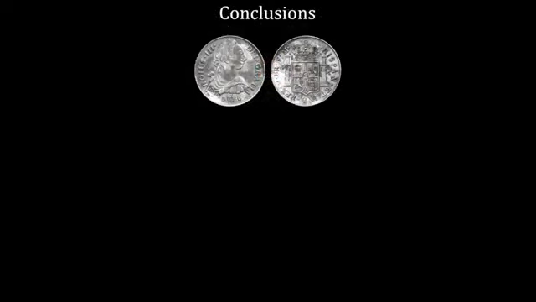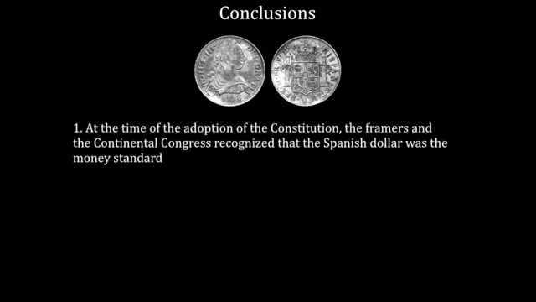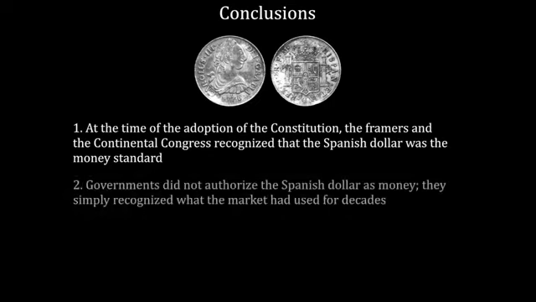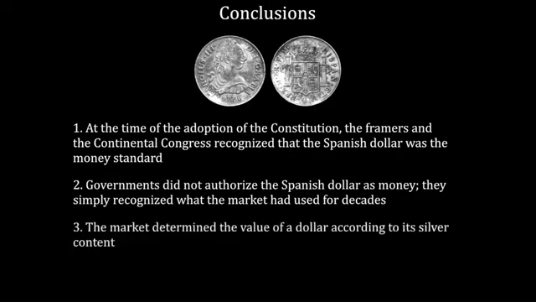From these observations, we can draw the following conclusions. First, at the time of the adoption of the Constitution, the framers and the Continental Congress recognized that the Spanish dollar was the money standard. Second, governments did not authorize the Spanish dollar as money. They simply recognized what the market had used for decades. Third, the market determined the value of a dollar according to its silver content.